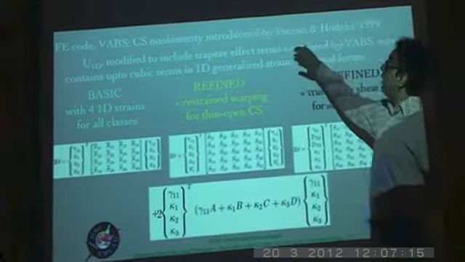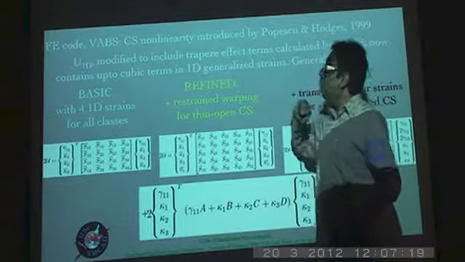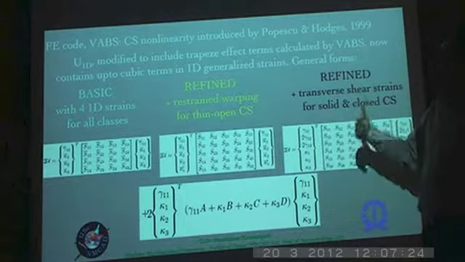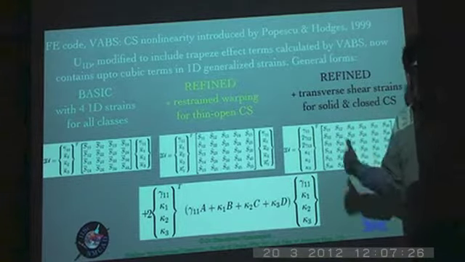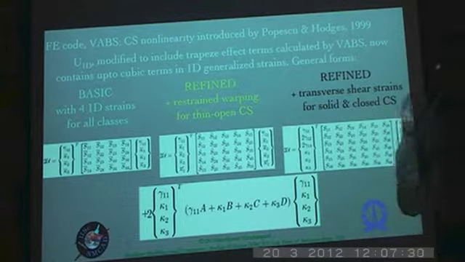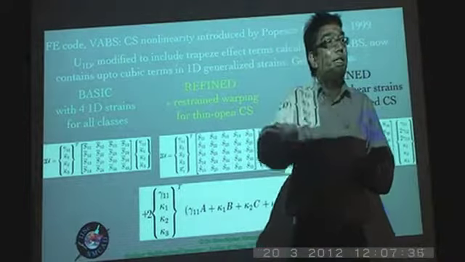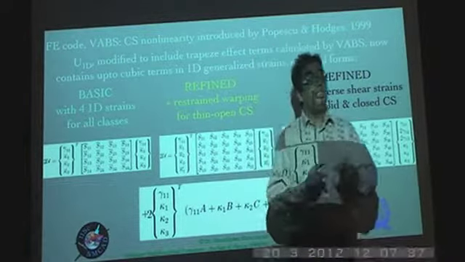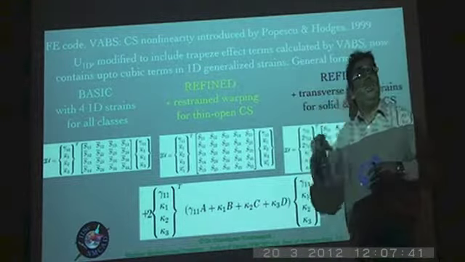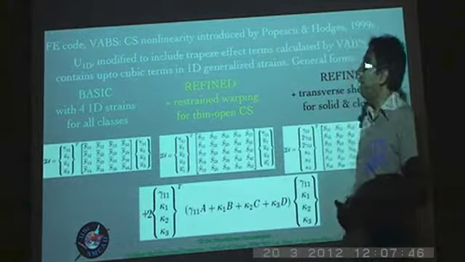So cross-sectional nonlinearity, as I said already, was introduced in '99 by Popescu. The U1D, which is basically the energy per unit length of the beam, is modified now to include the so-called trapeze effect-like terms calculated by VAPs, and this is calculated in a numerical sense by a numerical integration over the cross-section. So these are basically area integrations. You have to mesh the cross-section, and then for each element you have the stiffness, and then you assemble, and basically you are doing a cross-sectional analysis using finite elements.